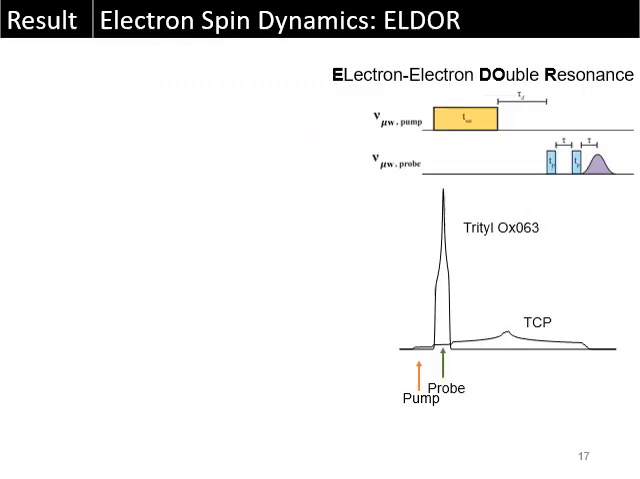We also conducted an electron double resonance, or ELDOR, experiment on the system. ELDOR is basically a pump-probe experiment where we saturate electrons at the pump frequency and then use a solid echo to detect how saturation transfers to the electrons at the probe frequency. In our case, we set the probe frequency at the trital center frequency and then sweep the pump frequency across the TCP frequency range.